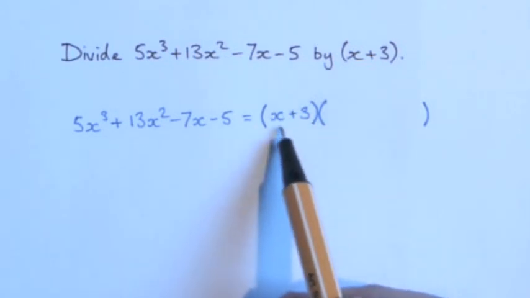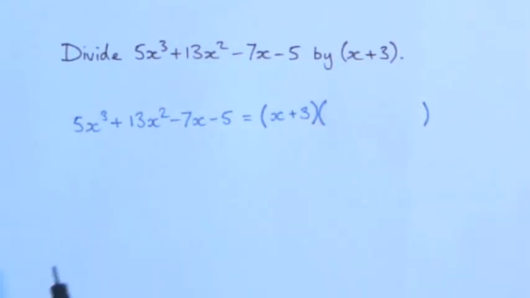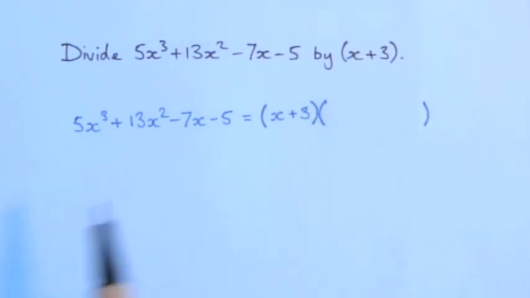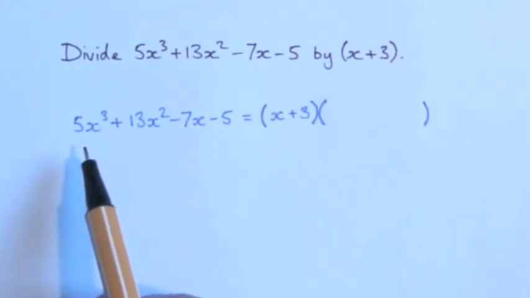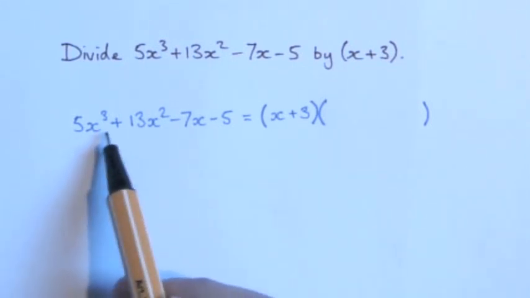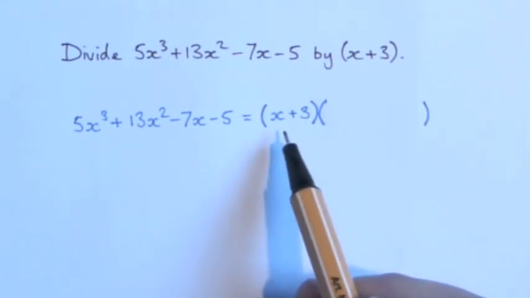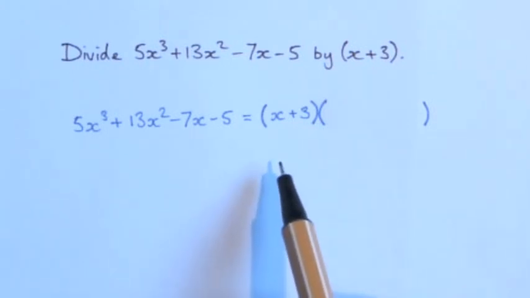So I've got a linear term times whatever goes in this bracket, giving me a cubic. So this needs to be a quadratic. And we're going to do it term by term. So the first thing we're going to check is the 5x cubed. This is going to be a product of the highest order terms in the two brackets.